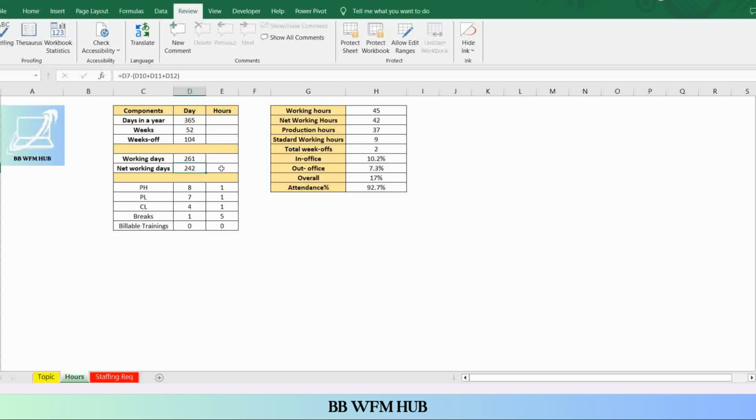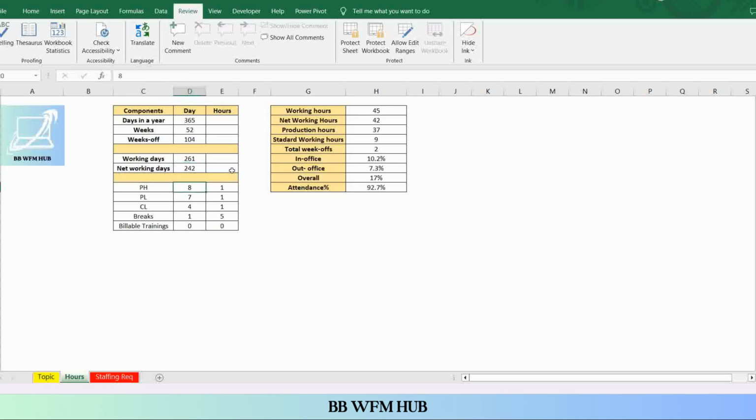And for net working days, I'm deducting all the leaves in a year from my working days. So here we have a list of all the leaves in a year. It's just an assumption, it can vary from organization to organization, but for our assumption here, we are taking 8 public holidays, 7 planned leaves, and 4 casual leaves. So for calculation of net working days, I'm deducting all the leaves from my working days.